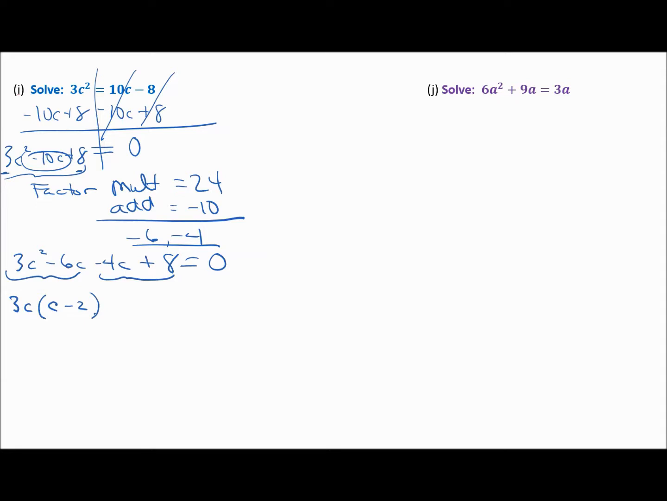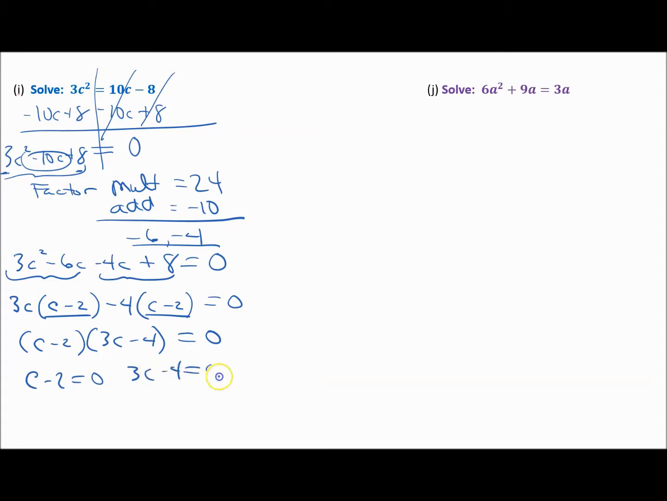In the second set of parentheses, the greatest common factor is negative 4. That leaves me with c minus 2. Remember, that step is required, that these match, because the next thing I do is pull that out front and write c minus 2 times 3c minus 4 equals 0. Now I am factored on the left, I am equal to 0 on the right. So finally, it's time to set each factor separately equal to 0.